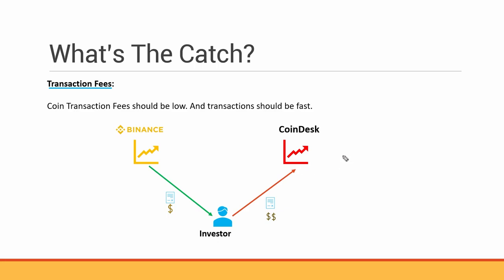So your actual profit is basically the delta, that is the difference between these prices, minus the transaction fees or transaction costs that you have to pay to the exchanges. So that will be your actual profit. The whole difference in price will not be your profit.